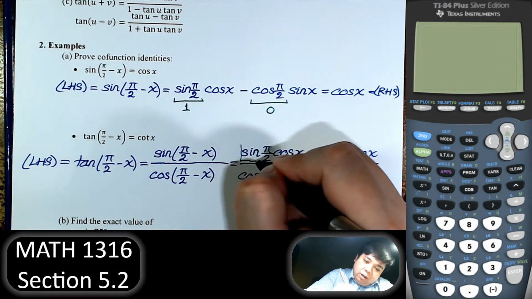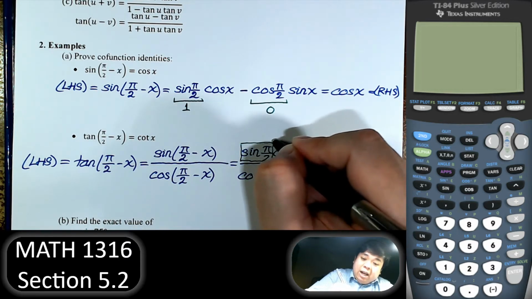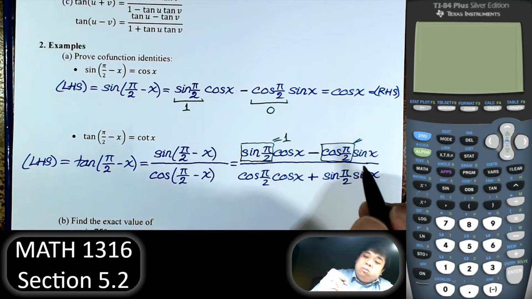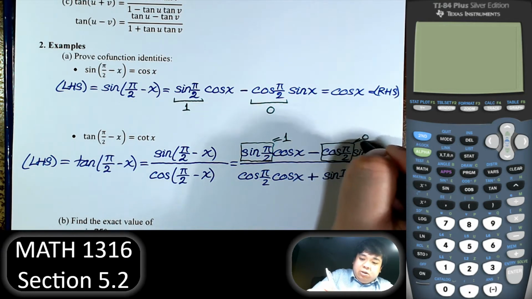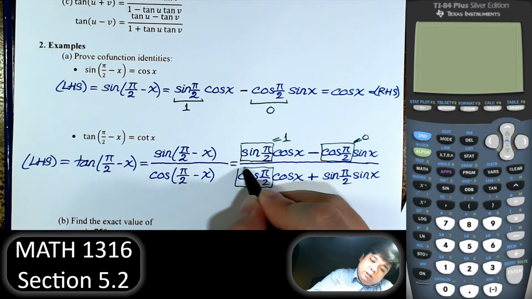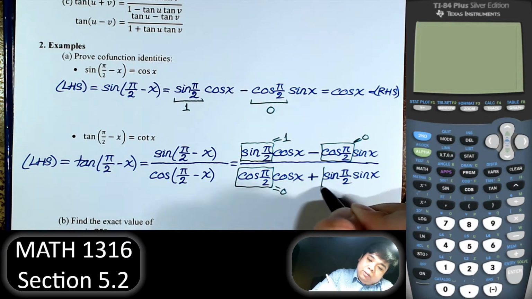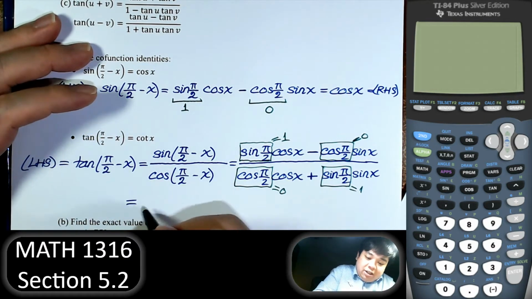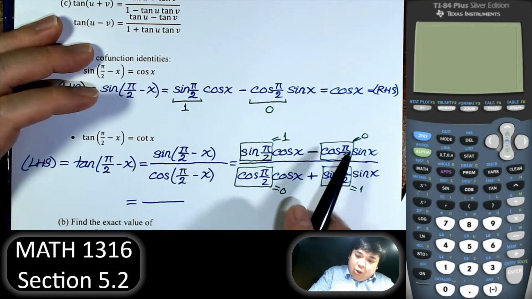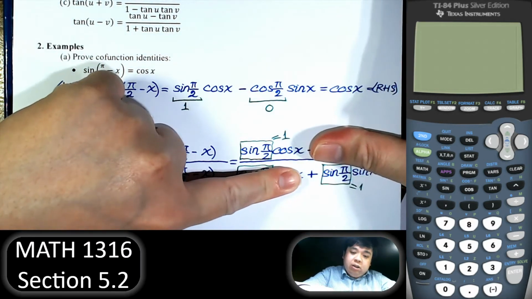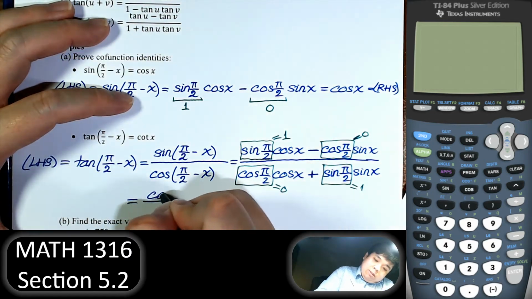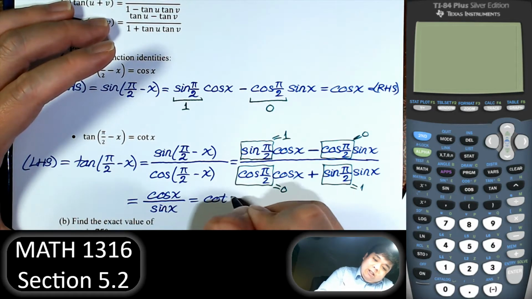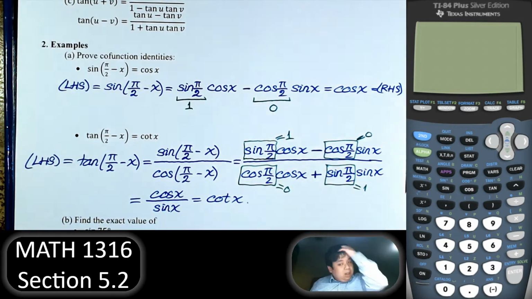So sine of pi over 2, that is sine of 90 degrees, is 1. Cosine of pi over 2, cosine of 90 degrees, is 0. While we simplify everything, what's left? The 0 is gone. 1 times cosine, so we have cosine on the top and sine at the bottom. That gives us cotangent of x. So, simple enough. So that certainly works.